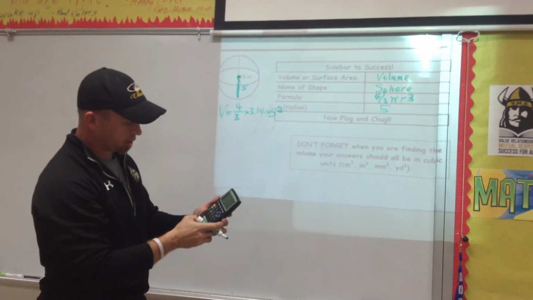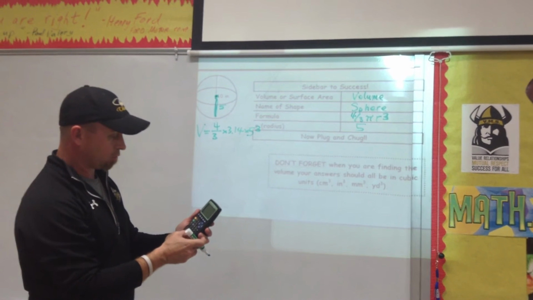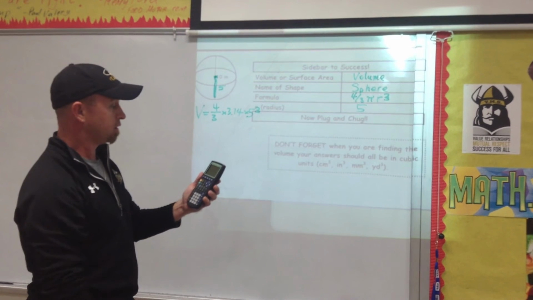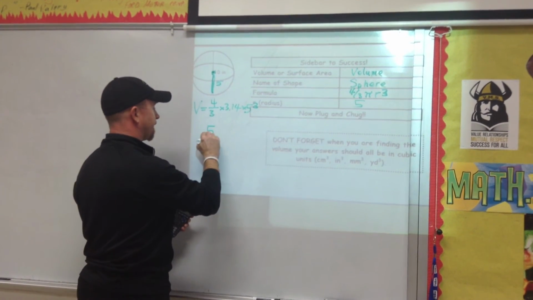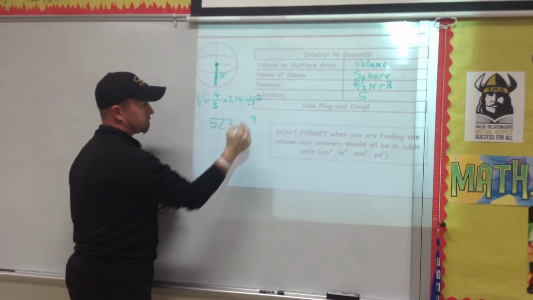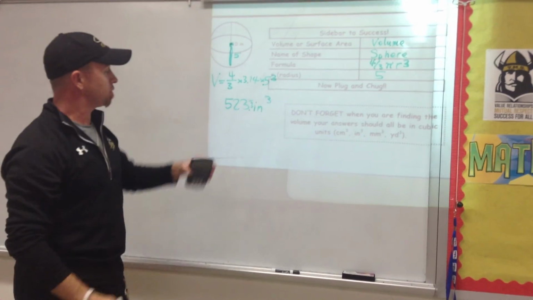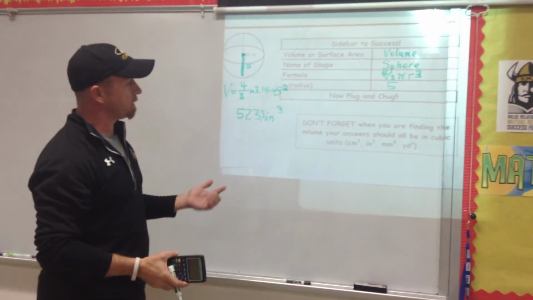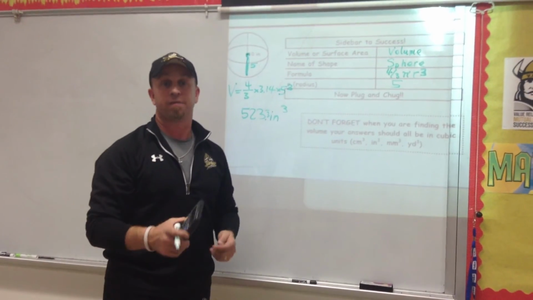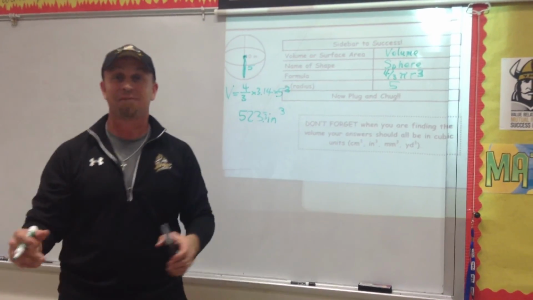So, in your calculator, 4 divided by 3 times 3.14 times 5 times 5 times 5, and we get our answer of 523. It's in cubic inches, and I rounded. It's probably 0.3 also there, so 523.3 cubic inches, and that tells us the amount of space that would be inside of that sphere. Okay? So, that's it. That's the end of the video, and have a great day.